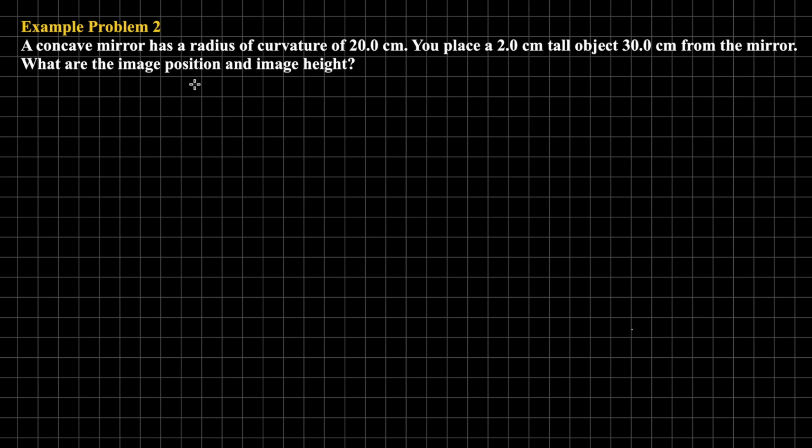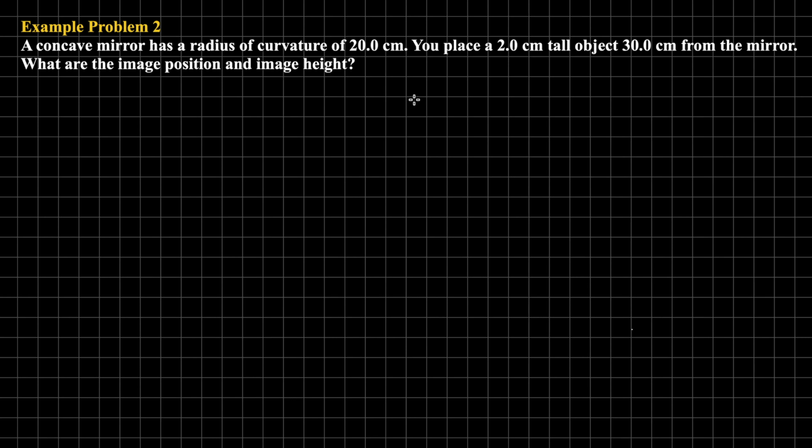In this part 2 video, we're going to solve some problems about concave mirrors using the mirror equation. Example problem number 2. A concave mirror has a radius of curvature of 20 cm. You place a 2 cm tall object 30 cm from the mirror. What are the image position and the image height?